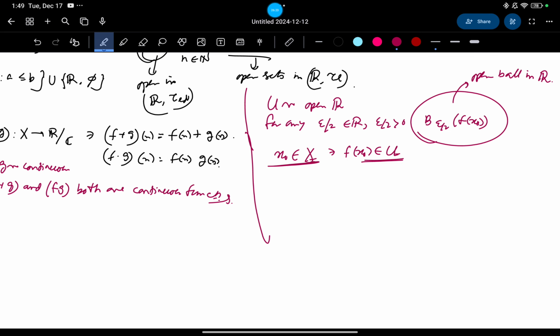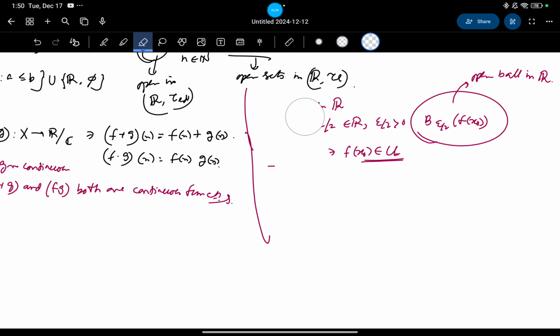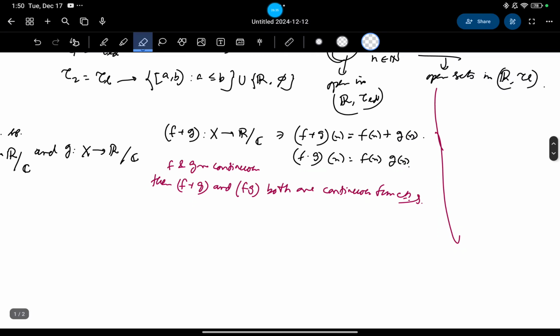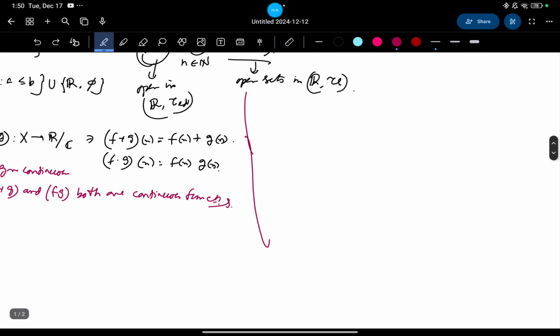And again, okay, so not, let's say, take f of x naught. Rather, what you have to show is that you take any open set from this one and show that the inverse image of this has to be in X, right? So that's what we will do.